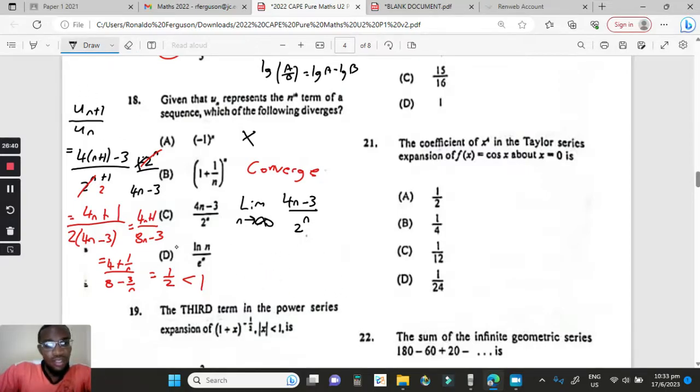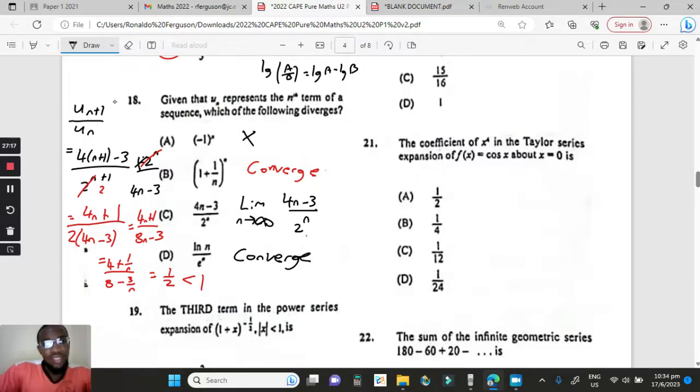This one actually does converge. This converges. This converges. This one converges. I can't say this one diverges. Can you say (-1)^n diverges? Because it's alternating between -1 and 1, so it's not diverging. These two clearly converge. As n becomes very large, this is converging.